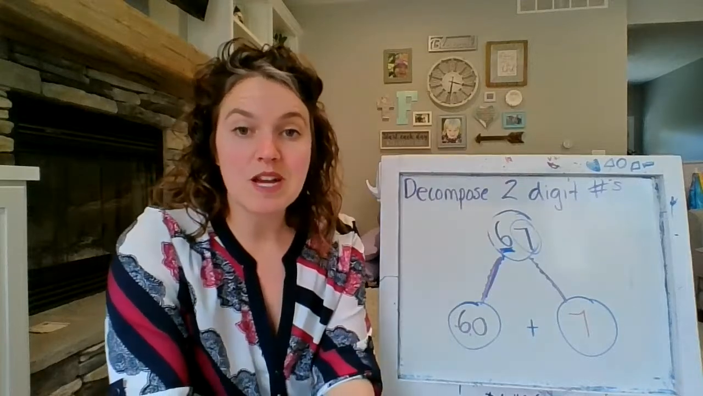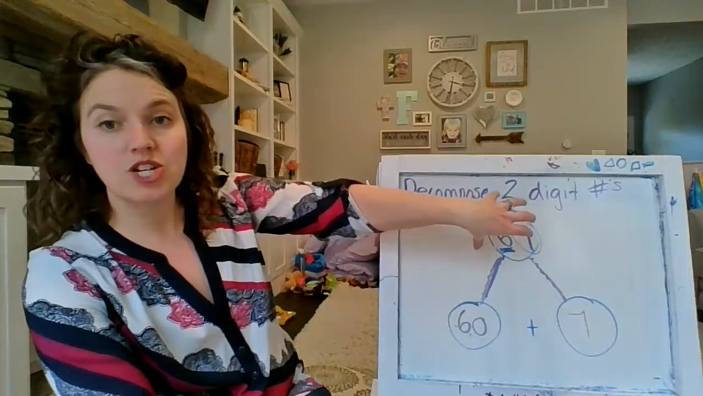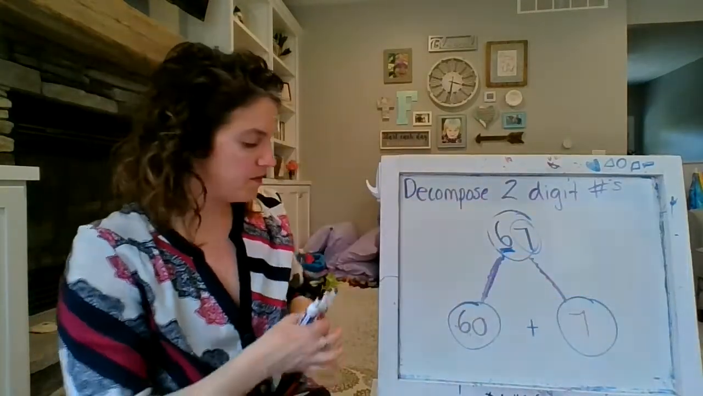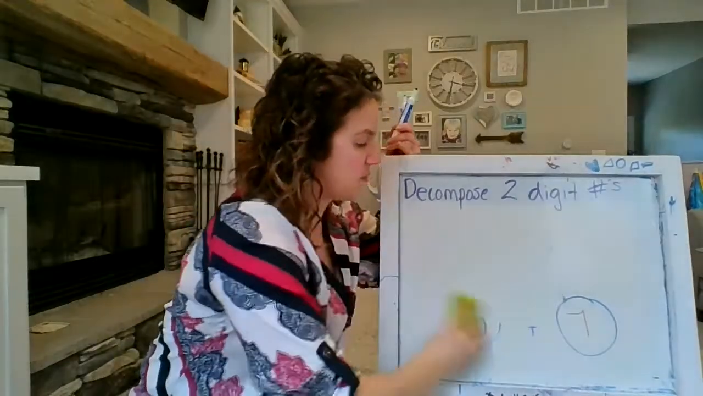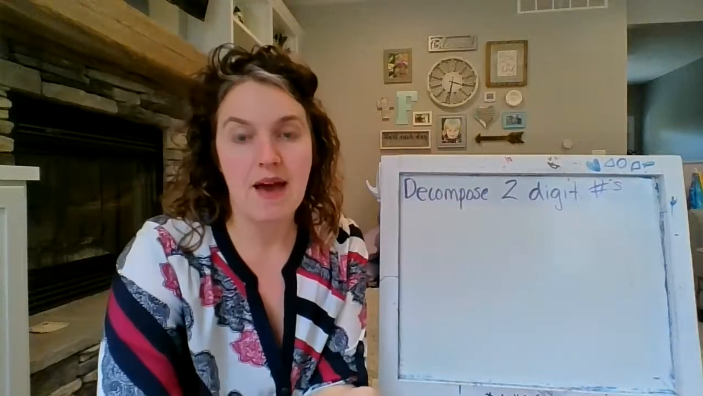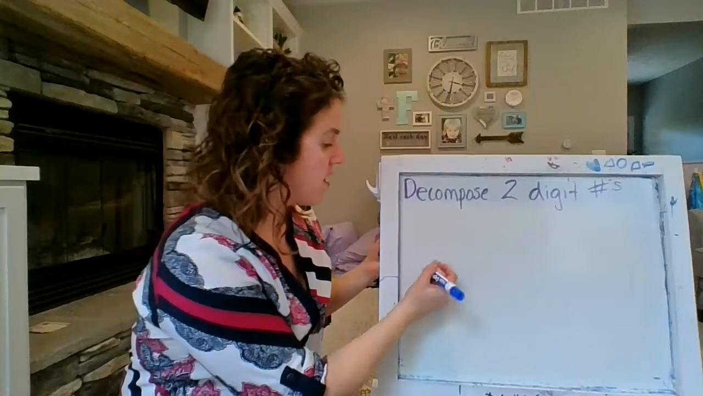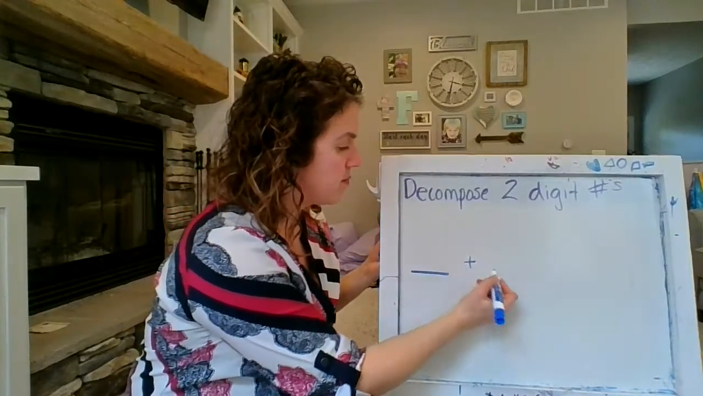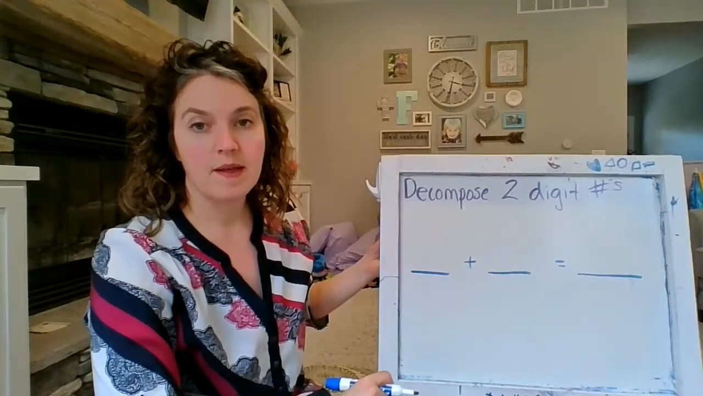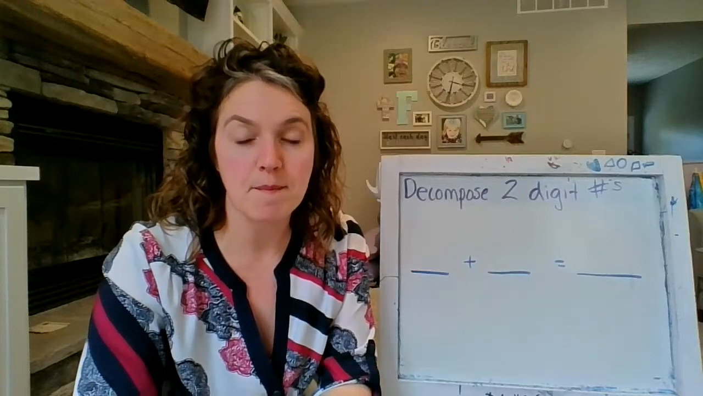So one way we can decompose our 2-digit numbers is by using this number bond. Putting the 2-digit number at the top, breaking it down by tens and ones. The other way is by writing a number sentence. So if you're using a board like mine or something smaller that you can erase, you're going to want to have blank plus blank equals blank. Because this is the format that we're going to use to decompose our numbers.